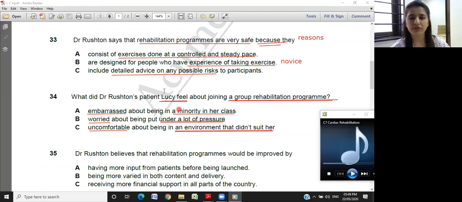So for this question, when he starts talking about Lucy, okay, that is a trigger point for you to move to the next question.